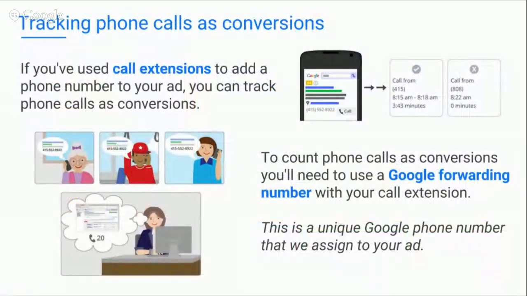Next, we're going to talk about a specific conversion, which is tracking phone calls, a very common conversion that we see fairly frequently here. If you've used call extensions to add a phone number to your ad, then you can actually track those phone calls as conversions. To count phone calls as conversions, you do need to use a Google forwarding number with your call extension. The Google forwarding number is a fantastic tool. It allows us to really track and see a lot of details about the calls that are coming to your business as a direct result of your ad. So you can certainly track those calls as conversions and measure all of these different actions that you want users to take in the conversion section of your account.